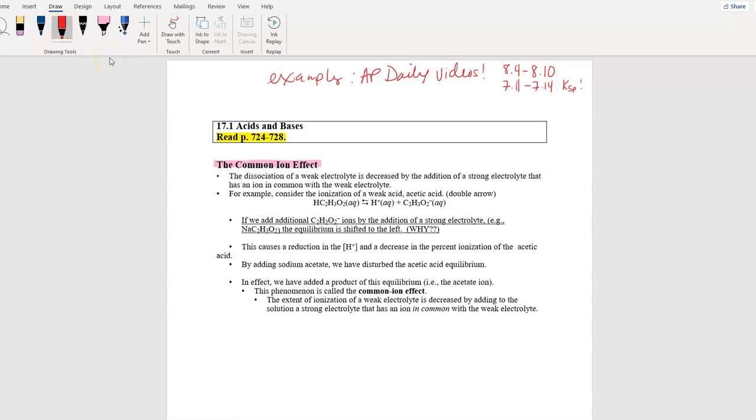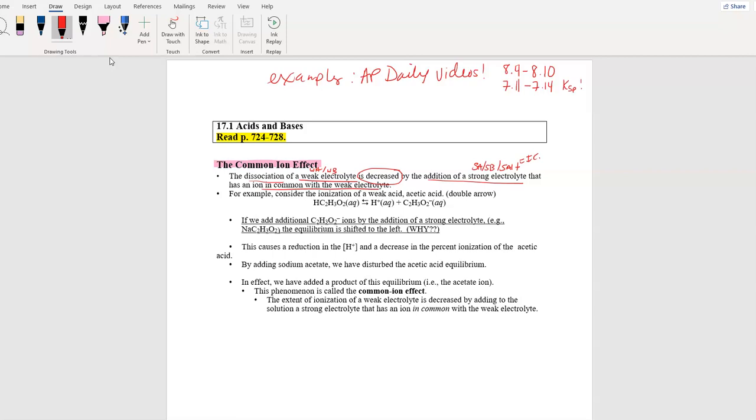So what the heck did Rodriguez just say? When you dissociate a weak electrolyte, whether it be a weak acid or weak base, that dissociation is decreased. You actually made it even weaker by the addition of a strong electrolyte. That strong electrolyte could be maybe some strong acid, could be a strong base, heck, it could even be a salt, because remember, salts, aka ionic compounds, are strong electrolytes. But you have to have a common ion with that weak electrolyte.